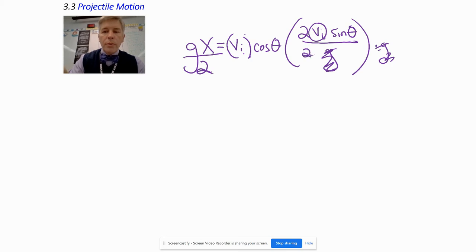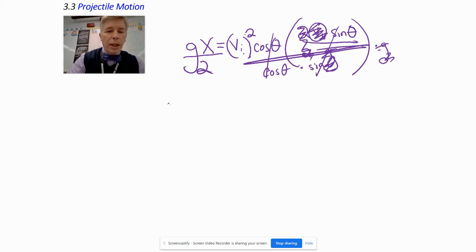Divide by 2. I know I've got VI squared, so put a little square on this. And then I have cosine theta, sine theta, so I'm going to divide by cosine of theta and the sine of theta. In other words, the two things multiply together, so bye-bye. I'm going to do that over here. They're going to be on the bottom with this 2.